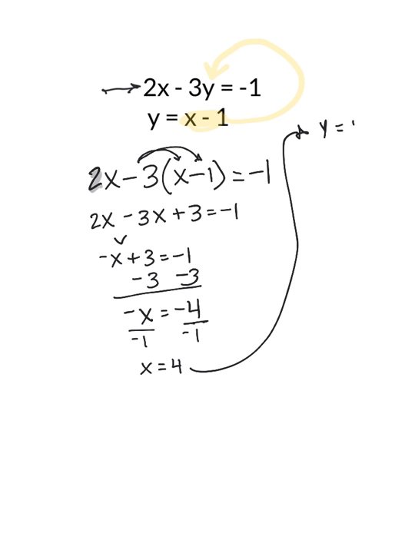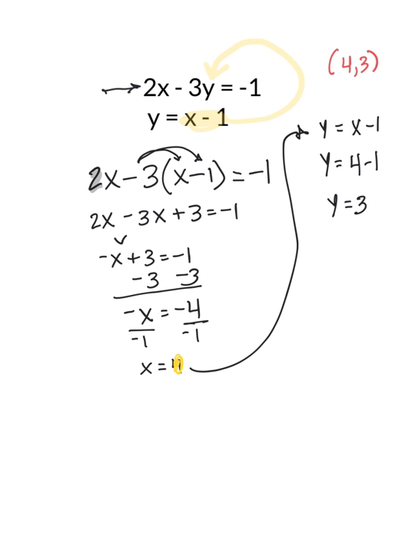So the equation says y is x minus 1. So I'm going to substitute. I'm going to take that 4 and substitute it for the x. So instead of x minus 1, I'm going to write 4 minus 1. And 4 minus 1 is 3. So there you have it. Our solution to this system of equations is (4, 3).